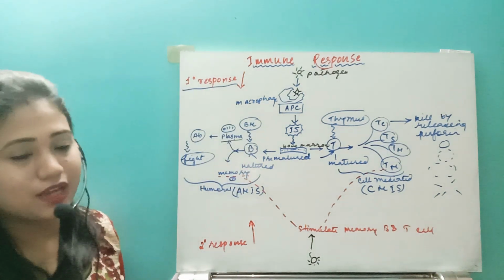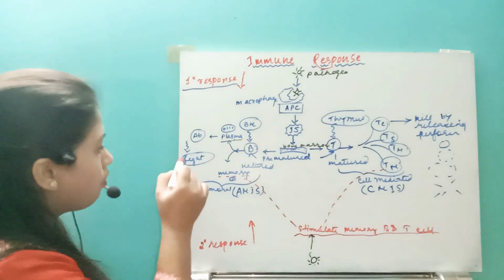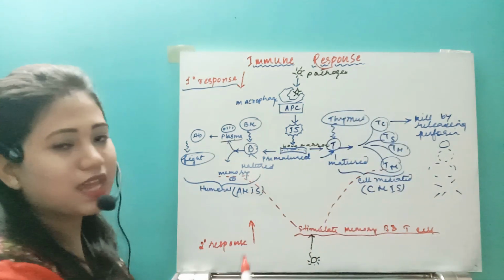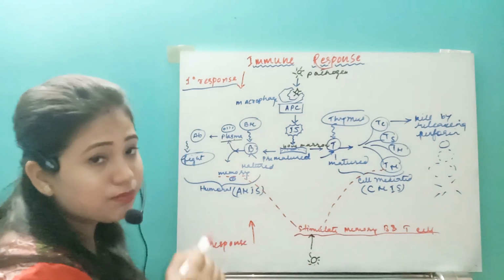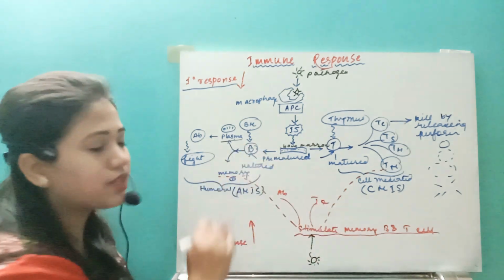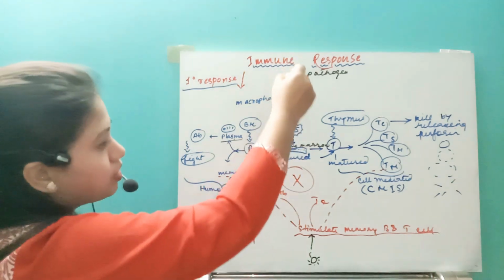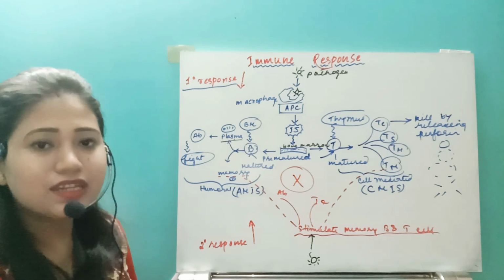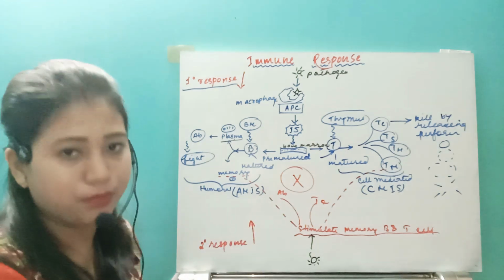Then readily after that, what will happen? This memory cell already knows which antibody and which cytotoxic cell can kill that pathogen. So this B and T memory cell will readily produce the antibody and cytotoxic killer cell and kill that pathogen. Okay, so all these long steps will not occur for the second time, and it is very quick and specific also, because in one step it is completed, right?